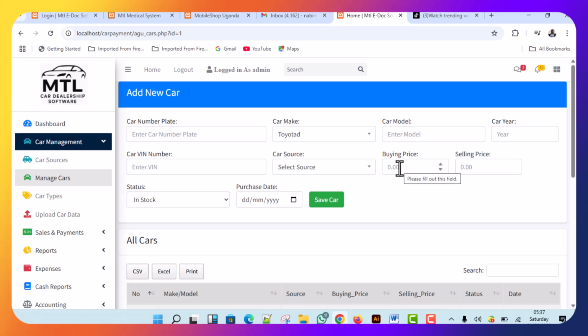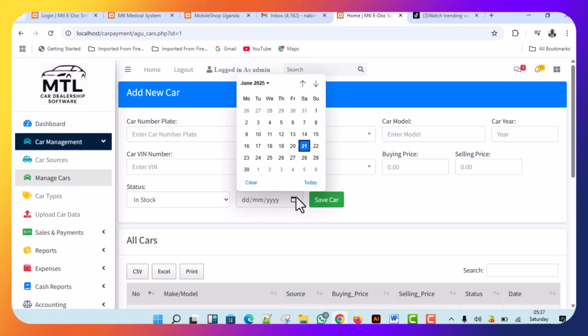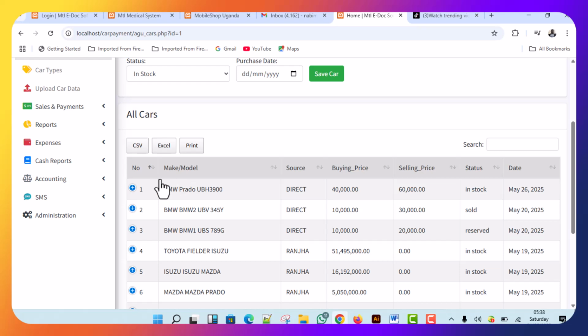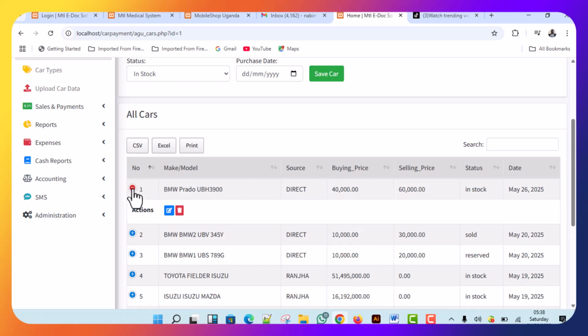Then the buying price, how much you have bought it for and how much you are selling it for. Then the current status, is it in stock, is it sold, is it reserved. Then the purchase date. Then you can sell the car. So currently these are the cars that we have, and you can export to Excel, you can print it out.